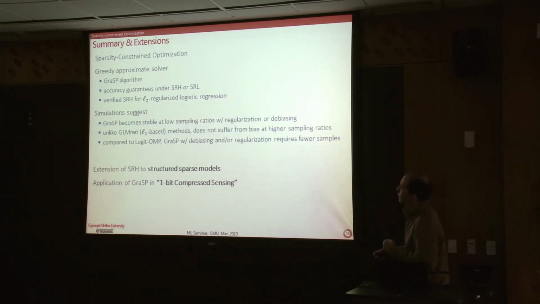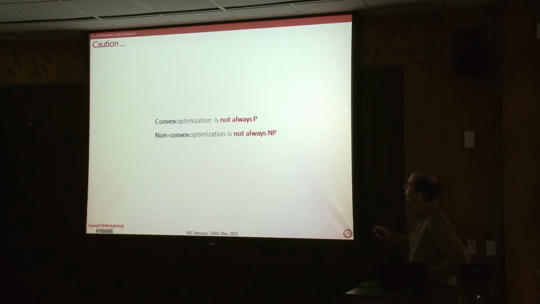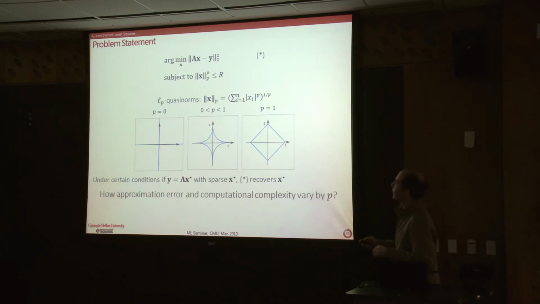Okay, so let me skip the summary and extensions because I want to talk about the Carnegie scores as well. I want to begin this section with a caution, because some of the results might be counterintuitive in some sense. I have to say that convex optimization is not always solvable in polynomial time, and non-convex optimization is not always NP-hard in general.